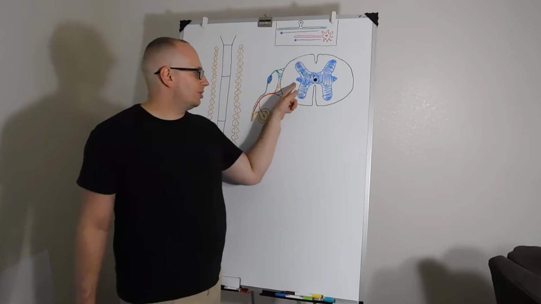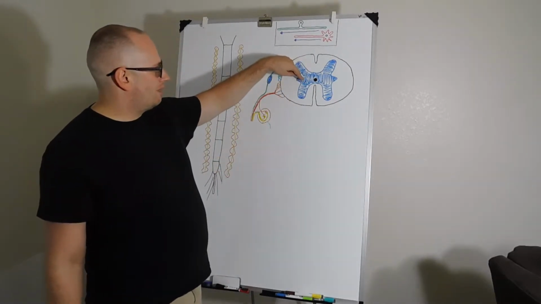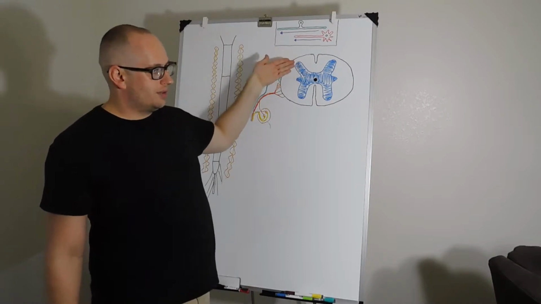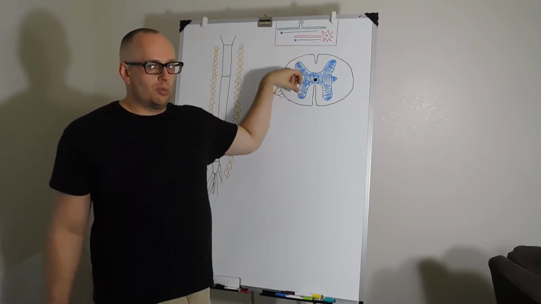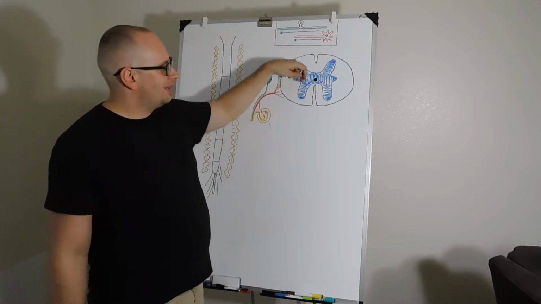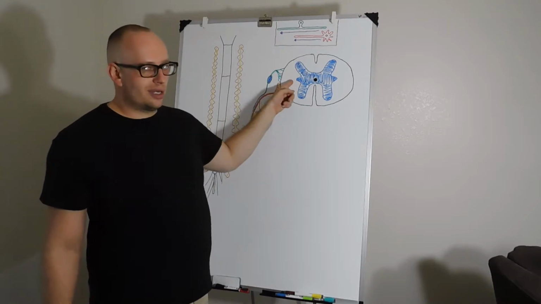And the reason probably is because they have to go to the gray matter first, and then synapse with neurons, like the lower motor neurons or other neurons that eventually communicate with the lower motor neuron. So they have to go to the gray matter first, so they're going to want to be on the inside.